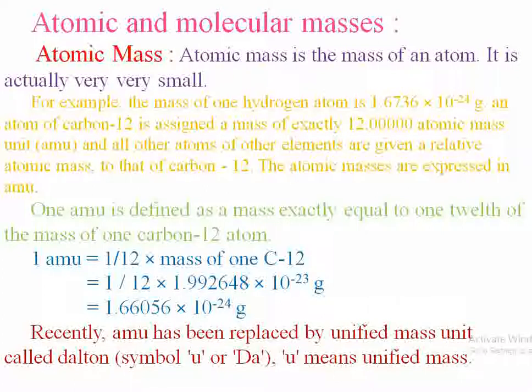And there, U means unified unit. By using this atomic mass formula, we can determine the atomic mass of any element by considering 1/12 mass of the C12 carbon atom.